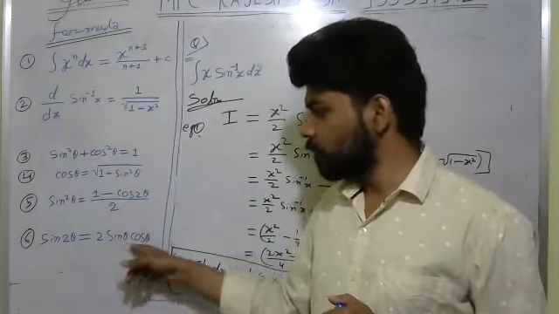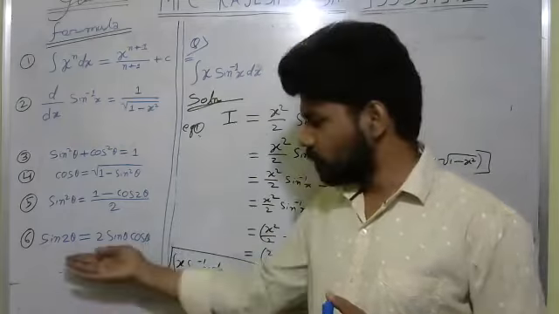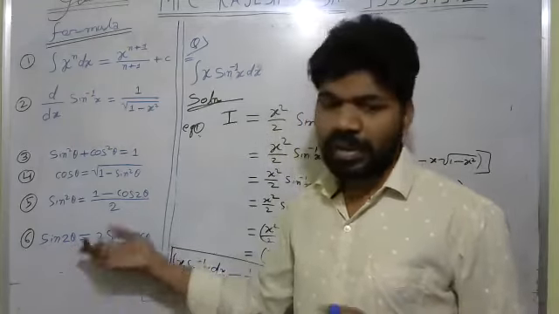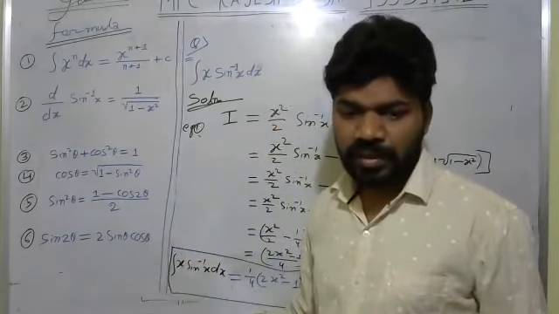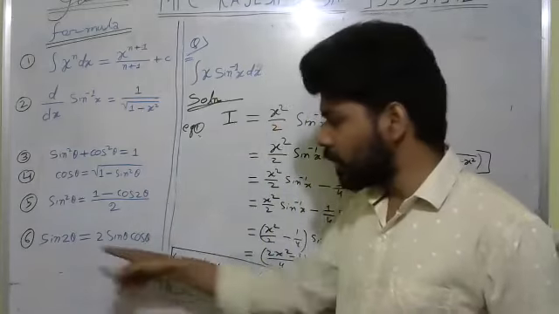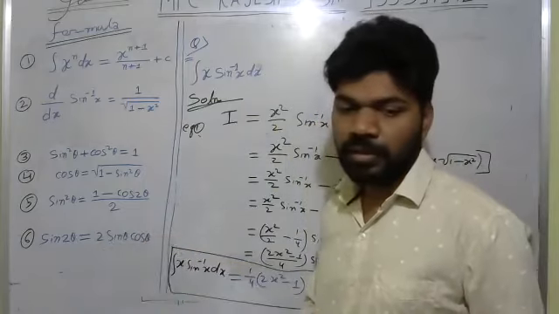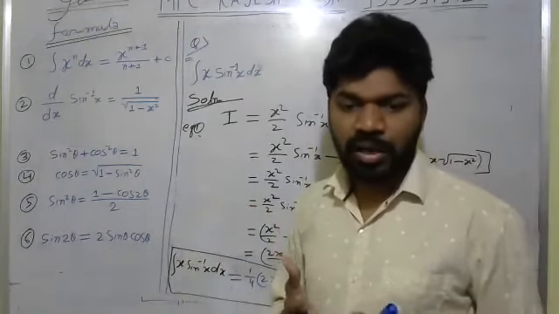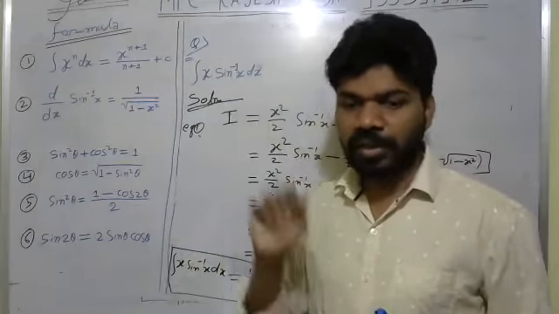Similarly, sin 2 theta is 2 sin theta into cos theta. Sin 2 theta, cos 2 theta, there are so many 2 theta formulas, but in this question only sin 2 theta is required. So I wrote sin 2 theta here. Cos theta, cos 3 theta, cos half angle formula, all the formulas we gave in one sheet.